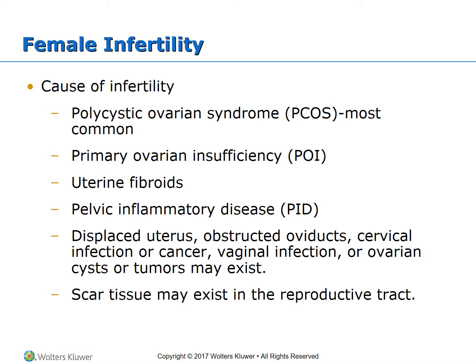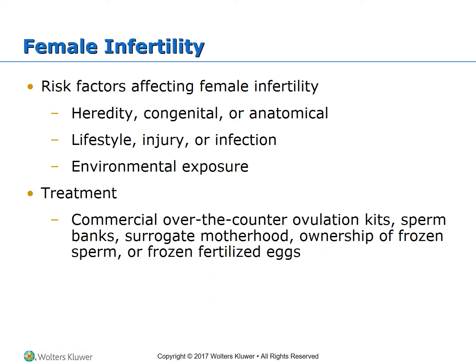is a serious complication of infections of the female reproductive tract. You can also have a displaced uterus, obstructed oviducts, cervical infection or cancer, vaginal infection, or ovarian cysts or tumors. They may also have scar tissue in the reproductive tract related to chronic infections. Risk factors that affect female infertility, just like for a male, can be hereditary, congenital, or anatomical. It can be related to lifestyle, injury, or infection, and can also be related to environmental exposures.